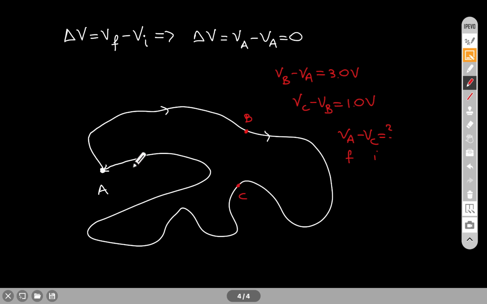I know when I get back to A, I need to be back at 0, back at the same potential. So if I increased my potential by 4 volts to make it to C, I need to decrease my potential by 4 volts to go to A. So VA minus VC, I know that it's gonna be minus 4 volts. Okay, and that's because delta V on a closed loop is equal to 0.